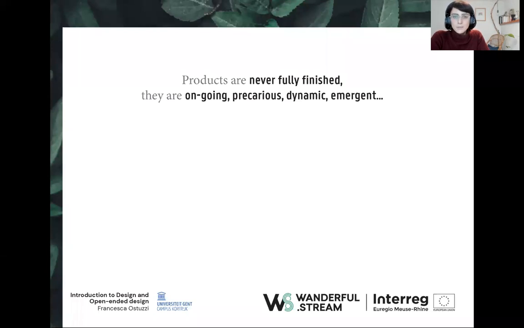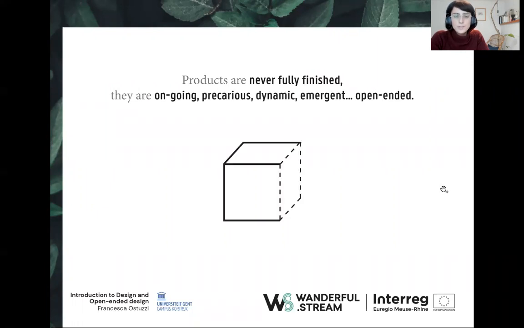So following this observation, it's clear that products are never fully finished. Products are ongoing, precarious, dynamic, and emergent. In other words, products are open-ended. So there is no such thing as perfection, when we understand that when we design, we have to design for something that will keep existing, and will keep existing out of our control. So it will keep on changing.